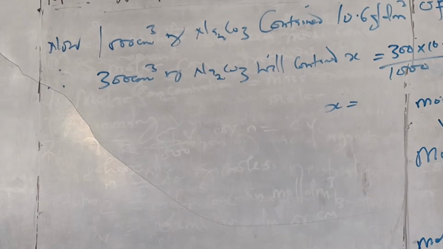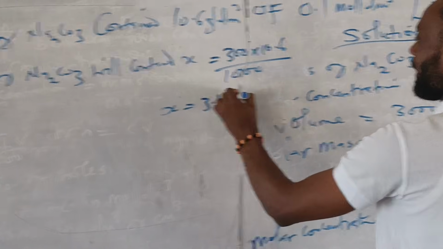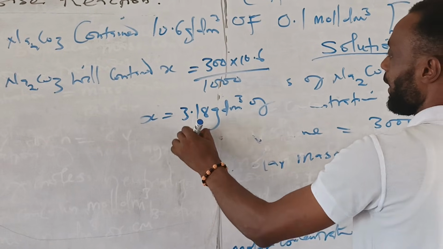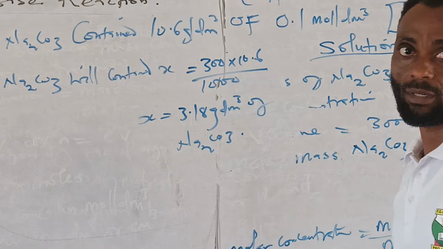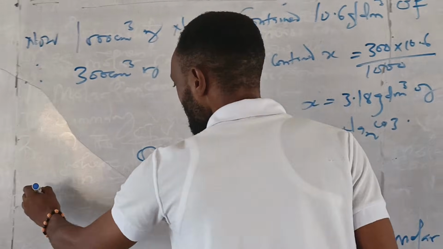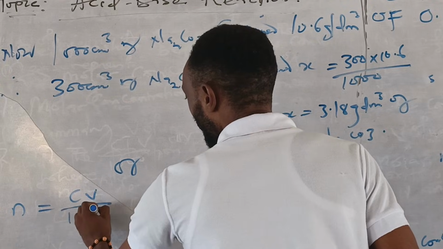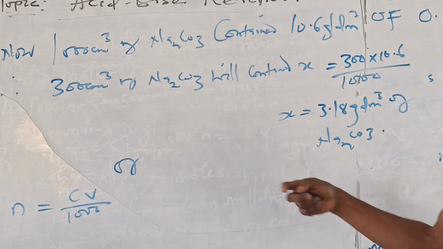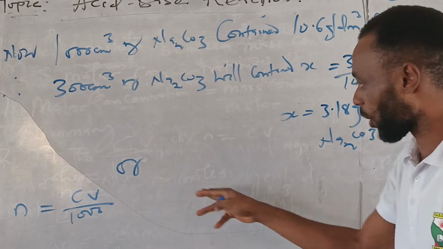When you do that, you get 3.18 gram per dm cube of Na2CO3 is what is going to be formed. You can also use the second formula, which says N equals CV over 1,000. Yes, we are using 1,000 here. I gave you two formulas. It's either CV over 1,000 or N equals CV.